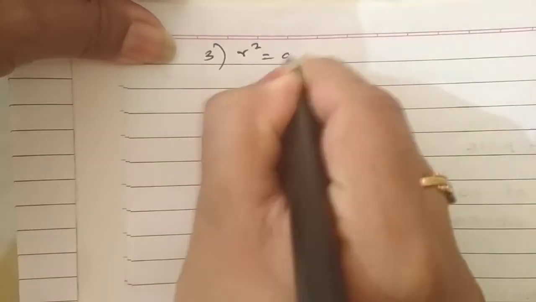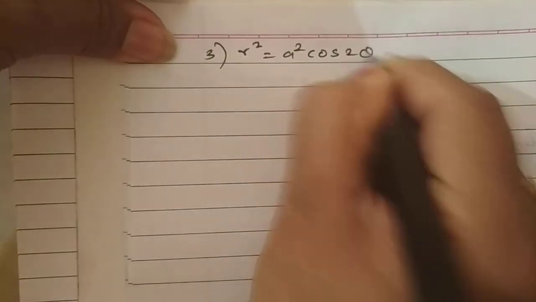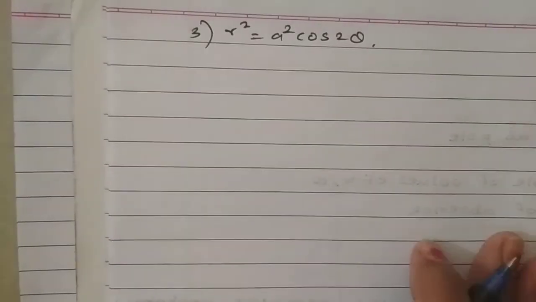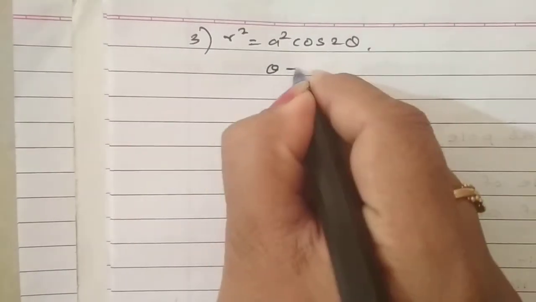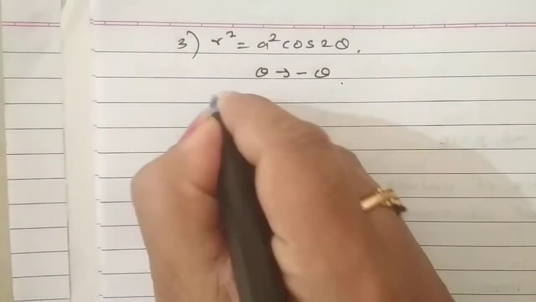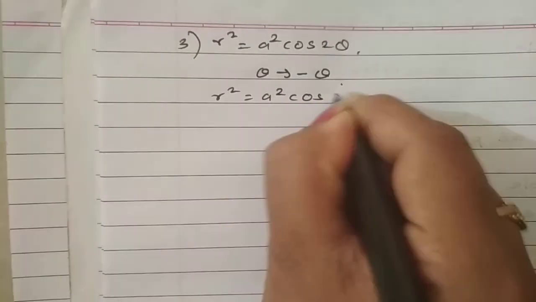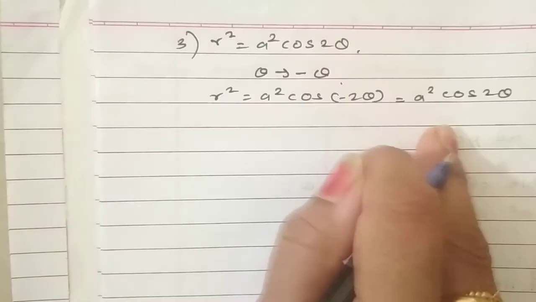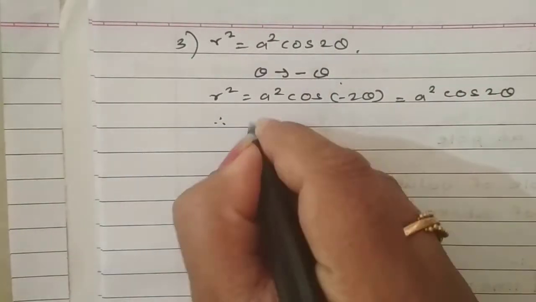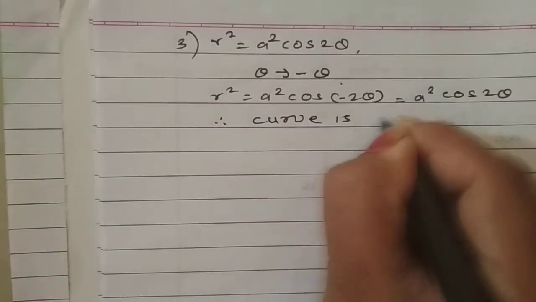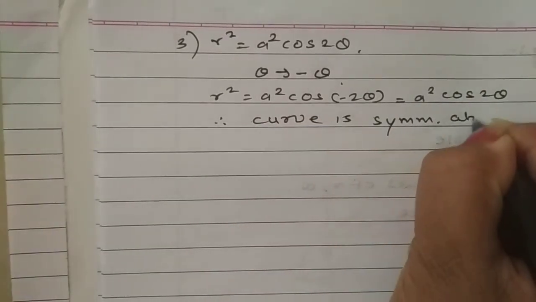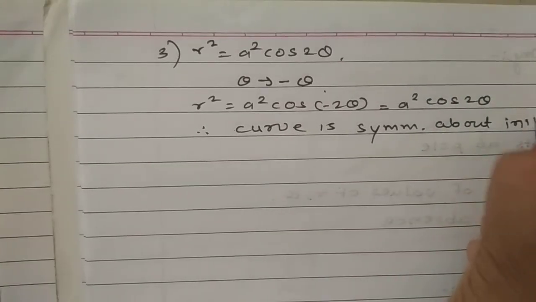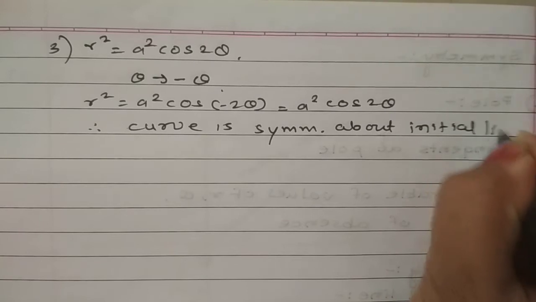Next example. r square is equal to a square into cos 2 theta. In this example, when we replace theta by minus theta, then we get r square equal to a square into cos of minus 2 theta. That is nothing but a square into cos 2 theta, which means we get the same equation. Therefore, we say that the curve is symmetric about initial line.